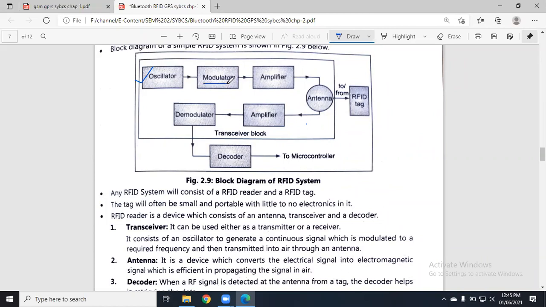What is a modulator? We have studied this. Can anybody tell me what is a modulator? What is a modulator? Tell me. Arey, I'm simply asking what is a modulator. Can anybody tell me? Say yes or no so that I can move forward.